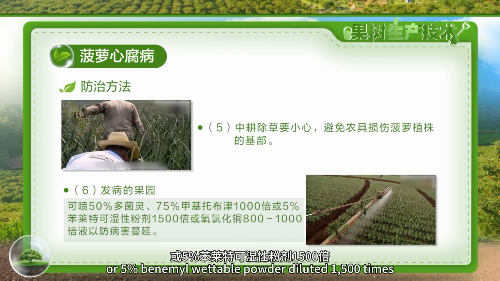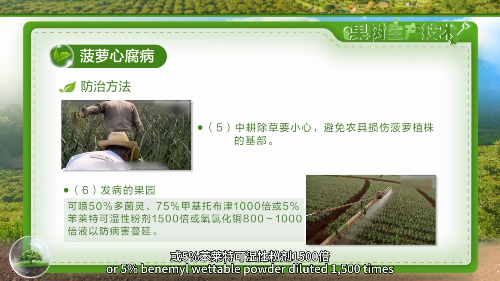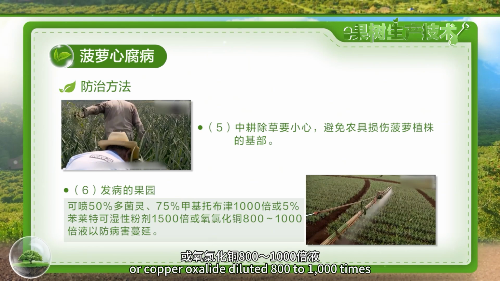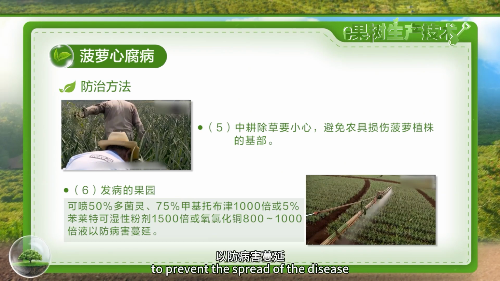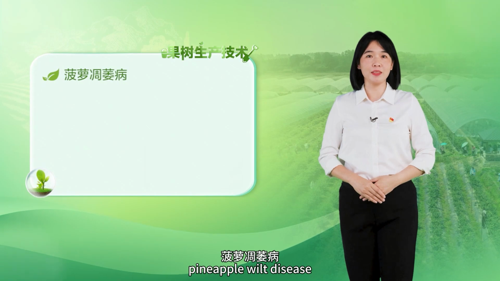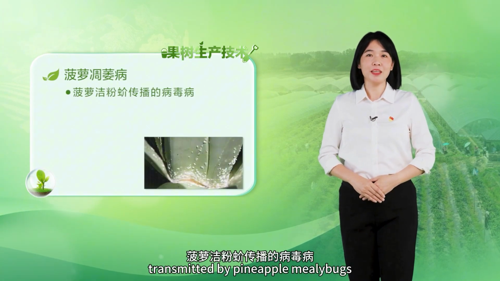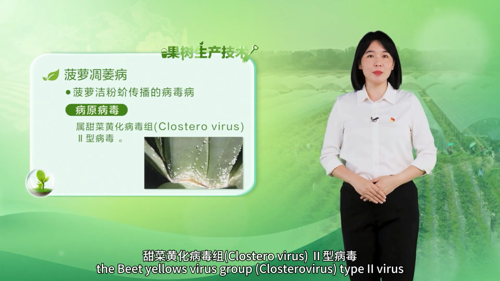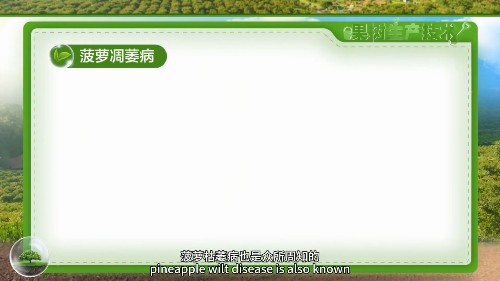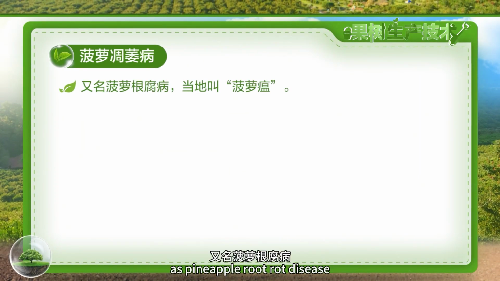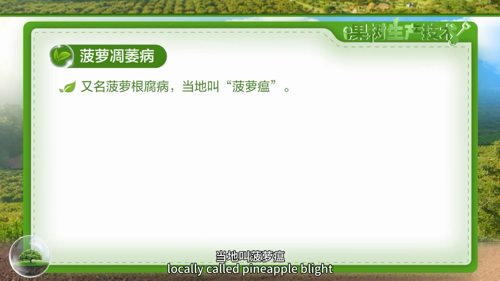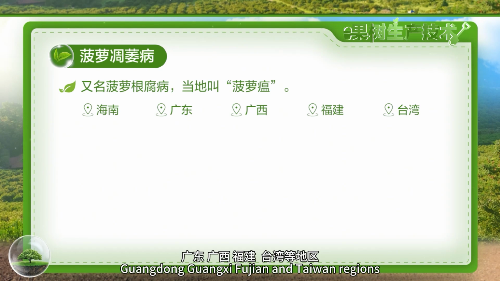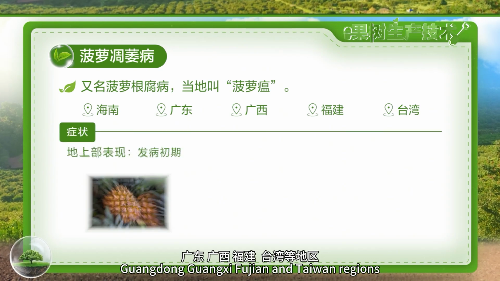Or 5% Benamyl wettable powder diluted 1500 times. Or copper oxychloride diluted 800 to 1000 times to prevent the spread of the disease. Pineapple wilt disease, transmitted by pineapple mealybugs, is caused by viruses belonging to the beet yellows virus group, Clostrirovirus type 2 virus. Pineapple wilt disease is also known as pineapple root rot disease, locally called pineapple blight. It occurs in Hainan, Guangdong, Guangxi, Fujian, and Taiwan regions.